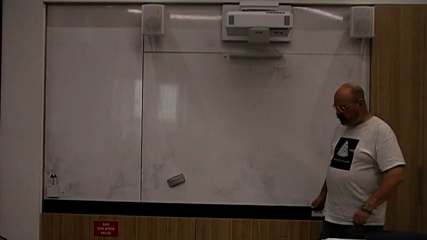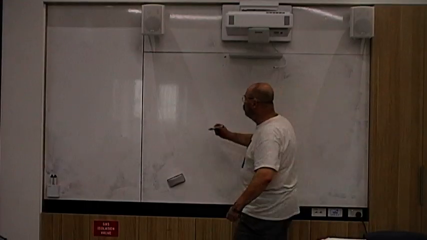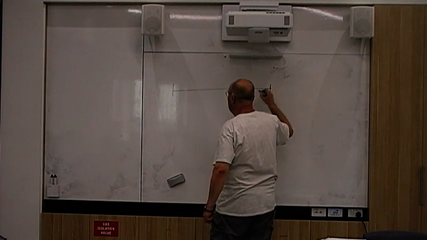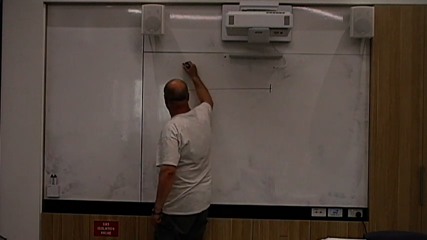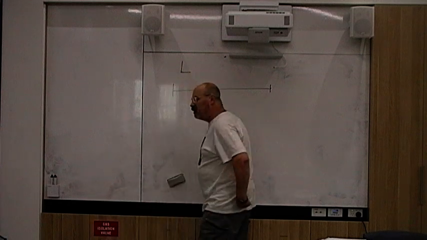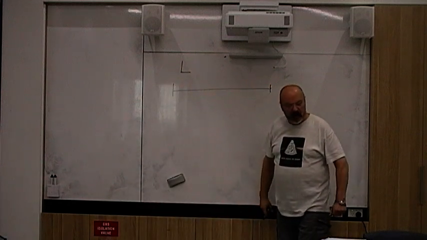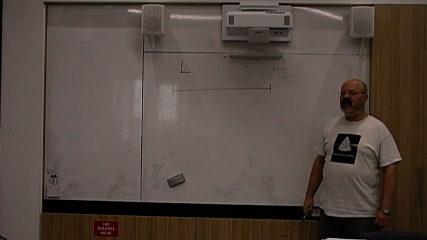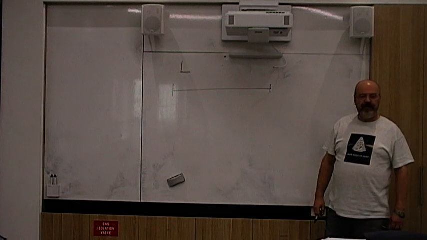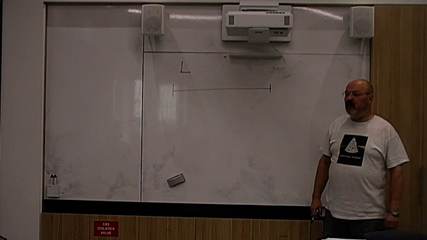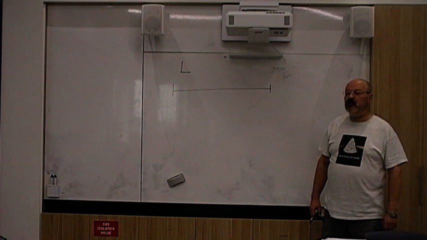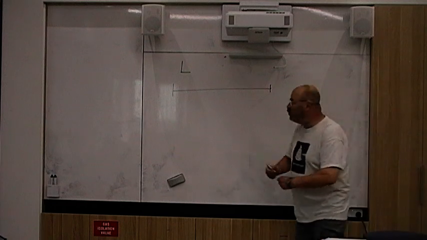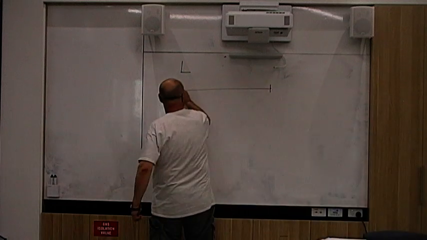Now, how can we do calculations with this? Let's consider a string fixed at both ends, and the length of the string is L. What will be the longest standing wave that can form here? What will be the wavelength of the longest possible wave, and how will it look? The longest possible wave will look like this.